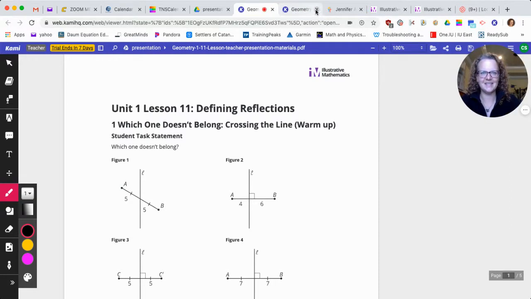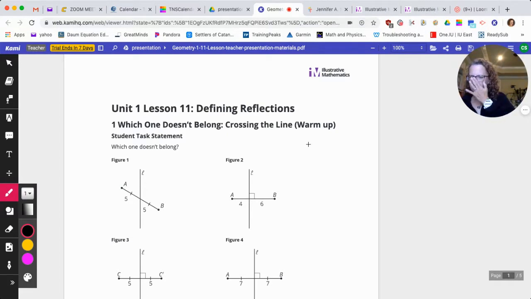That one needs to go away. Unit 1, lesson 11. So we're still in our transformation unit. We did constructions, we're in transformations, we're in the second lesson of reflections. Lesson 10 was reflections, lesson 11 is also reflections. They're very cool.